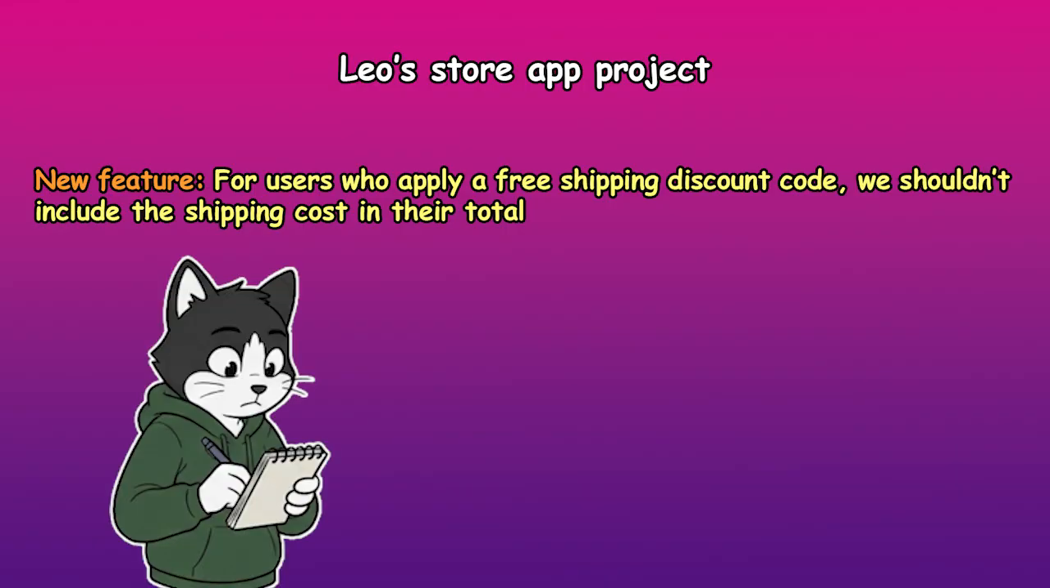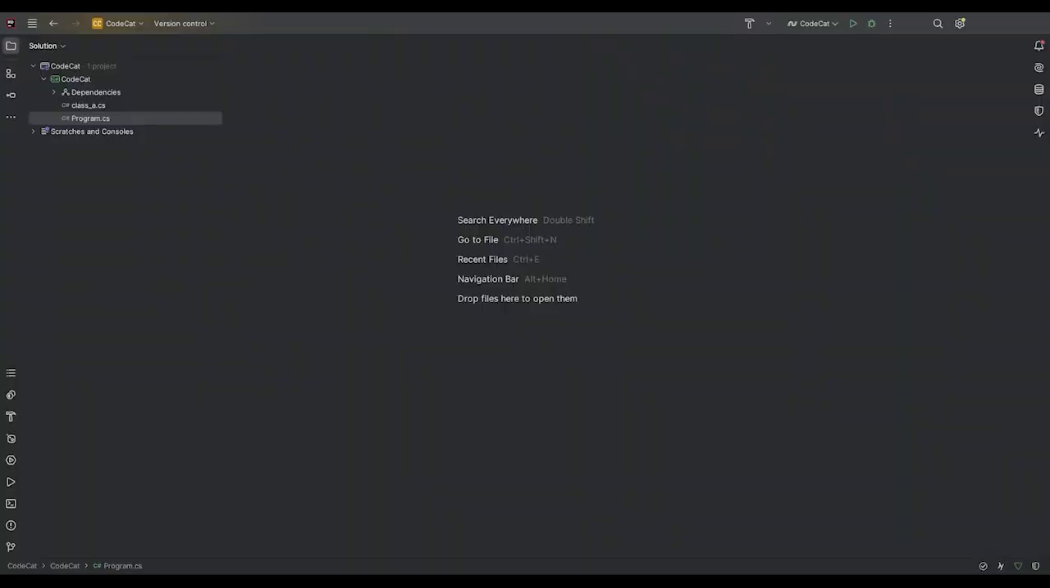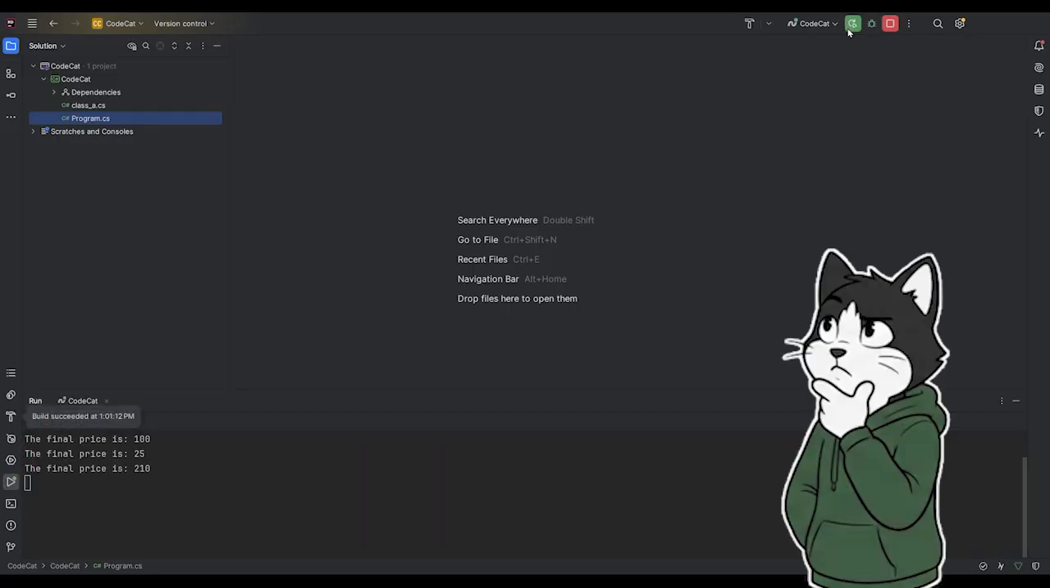Alright, so Leo's project is a store app, and he's asked me to add a new feature to it. Basically, for users who apply a free shipping discount code, we shouldn't include the shipping cost in their total. Okay, first things first, let's run the program and see what it does. Looks like the total cost for 3 orders is printed out.